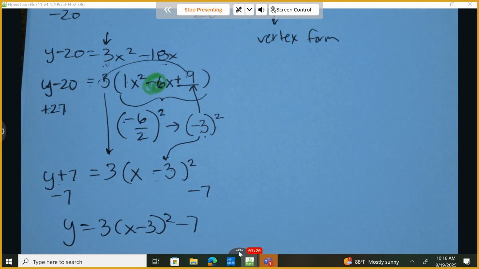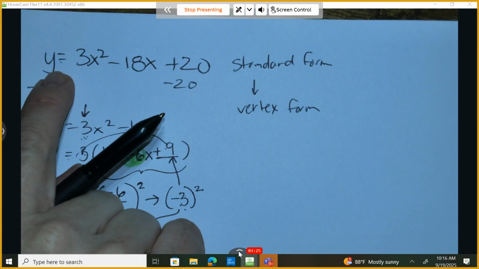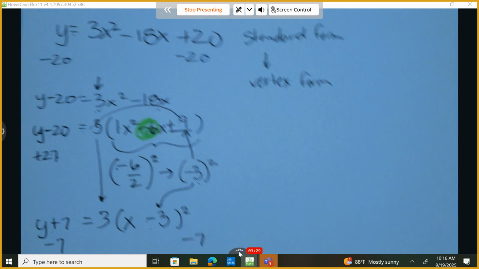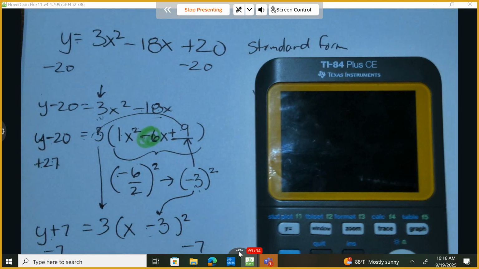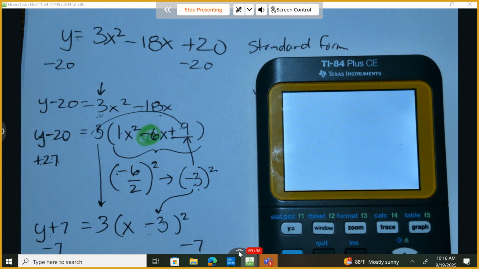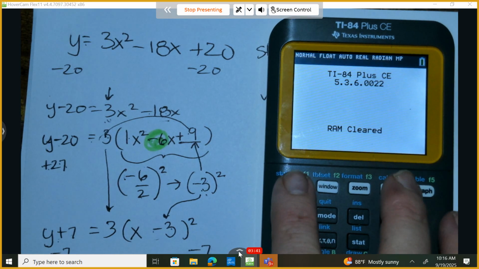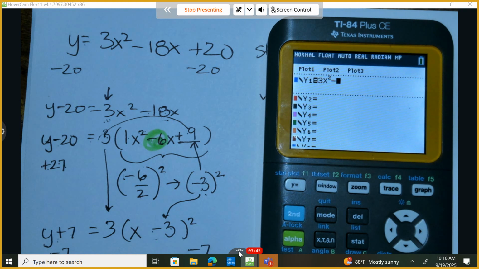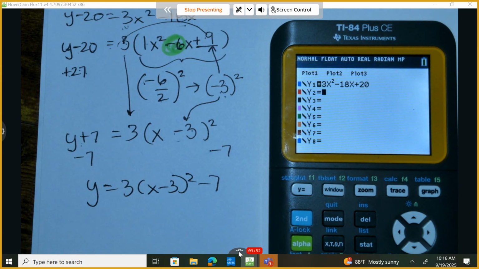When you get to this point, you absolutely must verify that this is in fact equivalent to the equation in standard form and vertex form. So how are we going to do that? Please take your calculator and do second plus 712. If you're watching this video because you're absent in class, then just go ahead and please watch through the video. I'm going to plug in the standard form. And then I'm going to type in the vertex form.